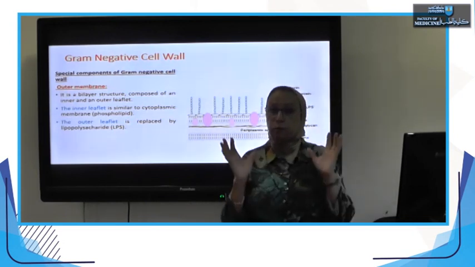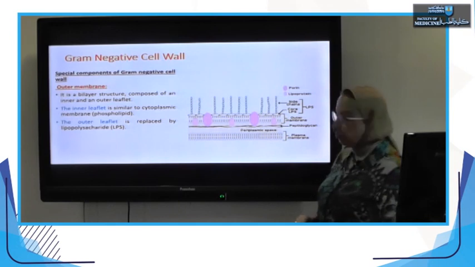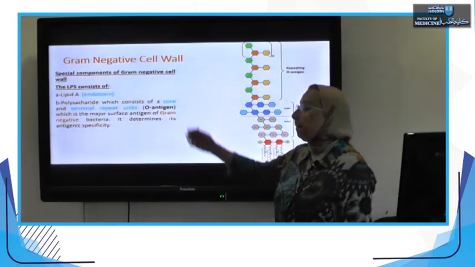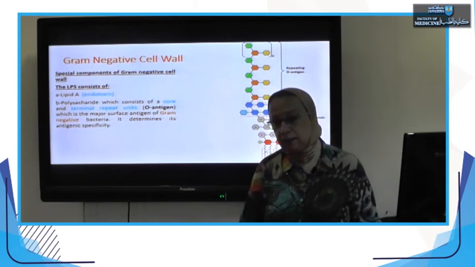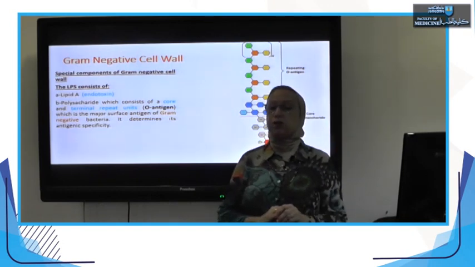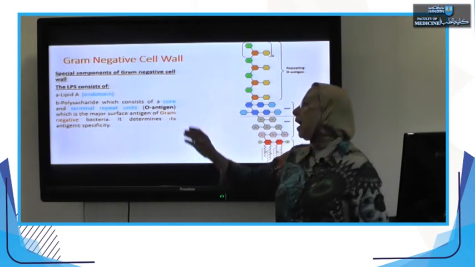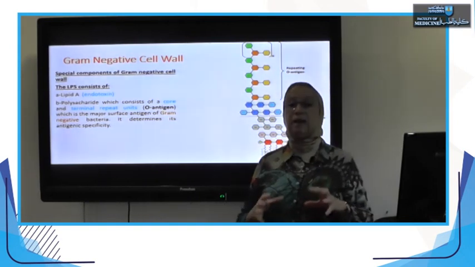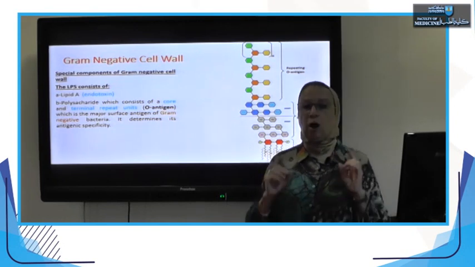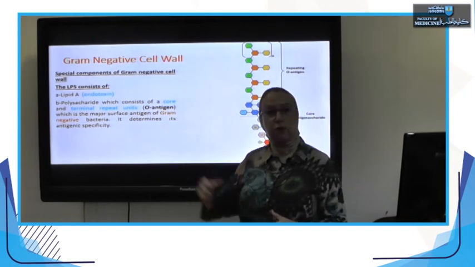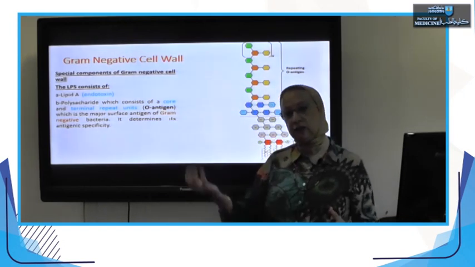Lipopolysaccharide has two parts. The lipid part, which is lipid A, is the endotoxin of bacteria. And endotoxin is considered one of the virulence factors in gram-negative bacteria. It is released only upon bacterial cell lysis, only from gram-negative bacteria. And it can also be responsible for some systemic reactions of the infection.